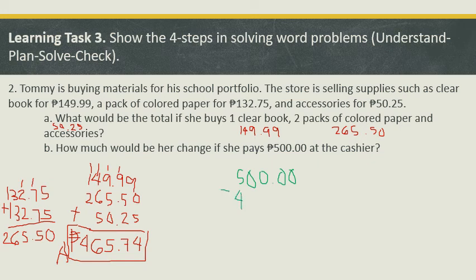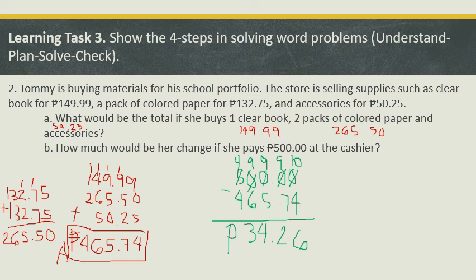So, yung 465.74. Okay, so 0 minus 4 cannot be yan. So, ito magiging 10. Ito magiging 9. So, ito magiging 9 ulit. Ito ay magiging 9. And then, yung 5 ay magiging 4. So, subtract na natin. So, 10 minus 4 is 6. 9 minus 7 is 2. So, yung decimal point natin, 9 minus 5 is 4. 9 minus 6 is 3. And 4 minus 4 is 0.